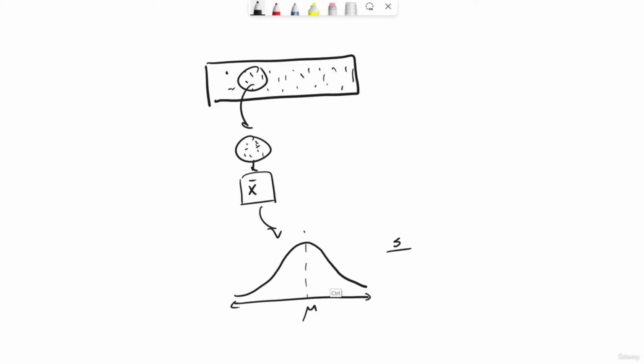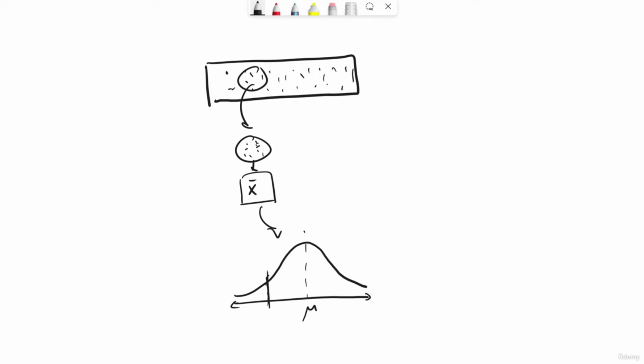Now, what we're going to say is that we want to construct a confidence interval. So let's just say that our mean is somewhere over here, okay? This is where our mean landed. We're going to assume that it comes from the sampling distribution. And if it comes from the sampling distribution, then we know that we can assume it's normally distributed.